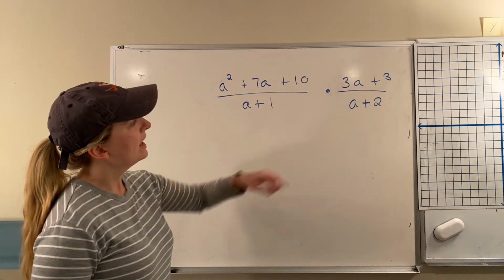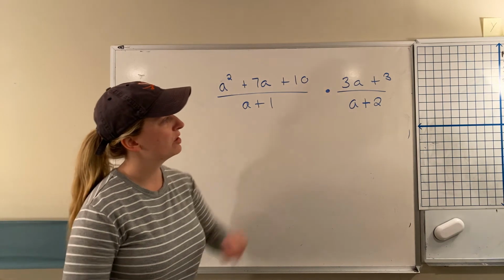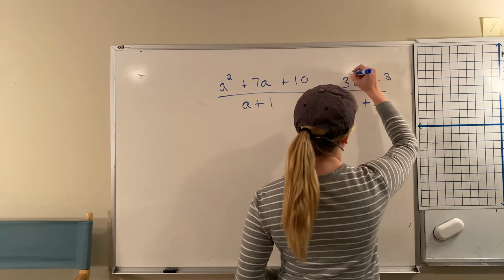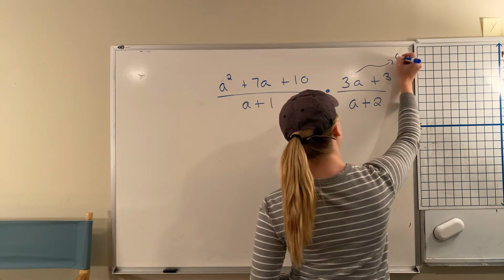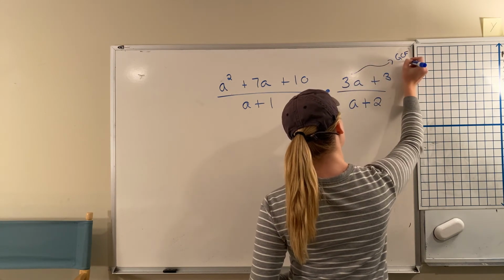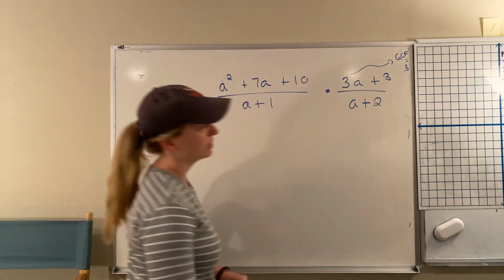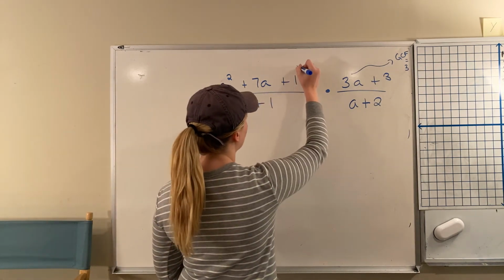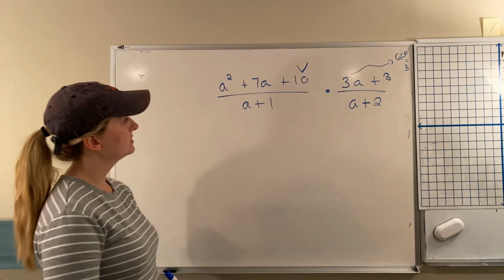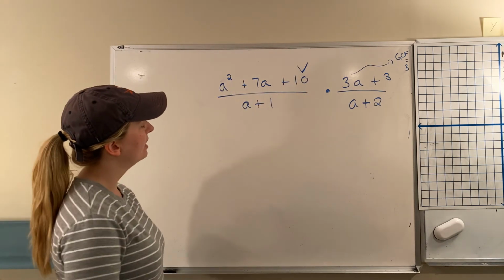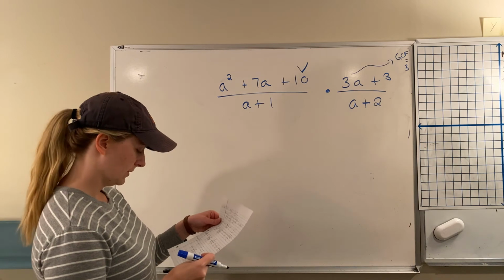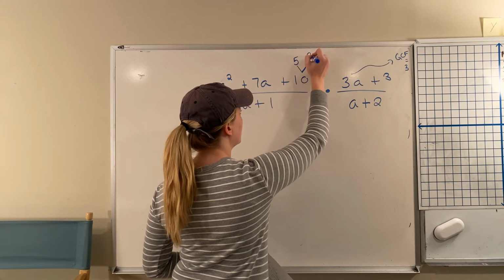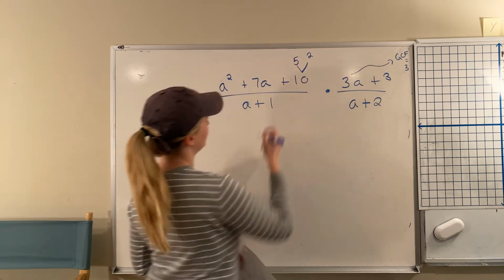And then also, if you notice at this binomial, we have a GCF of 3 that we're going to end up having to factor out. So we have a GCF that's 3, and we want to remember to pull that out as well. So if we're looking here, we're looking for 2 factors of 10 that sum to a positive 7, I think, don't you? Yep. And that means we have 5 and 2. 5 times 2 is 10, but 5 plus 2 is 7.